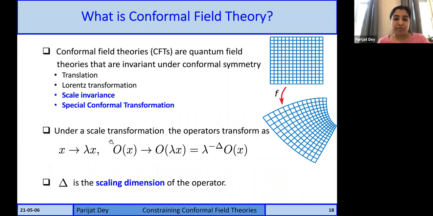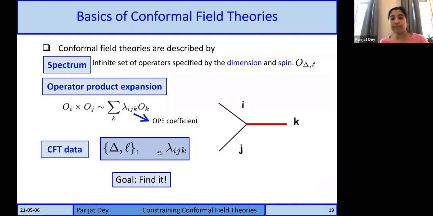Now, under a scale transformation, when we scale x to lambda x, where lambda is a scaling parameter, the operators in the theory transform this way. This exponent delta is known as the scaling dimension of the operator. Conformal field theories are described by the spectrum: we have an infinite number of operators specified by their dimension and spin. These are the quantum numbers now.